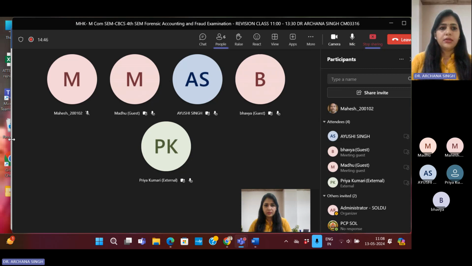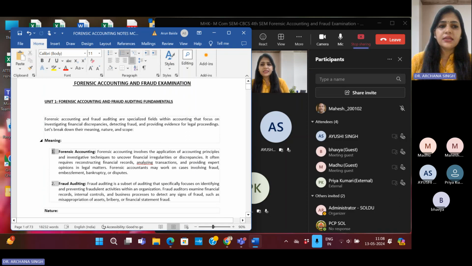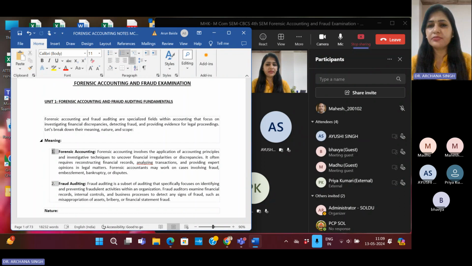Okay, so regarding your first unit, it is about forensic accounting and fraud auditing fundamentals. What it says, forensic accounting, what it is basically, involves the application of accounting principles and investigation techniques to uncover financial irregularities or discrepancies. It requires reconstruction of financial records, analyzing transactions and providing experts' opinion in legal matters. Forensic accountants may work on cases that involve fraud, embezzlement, bankruptcy, and disputes.